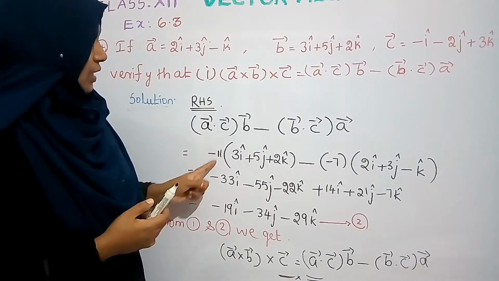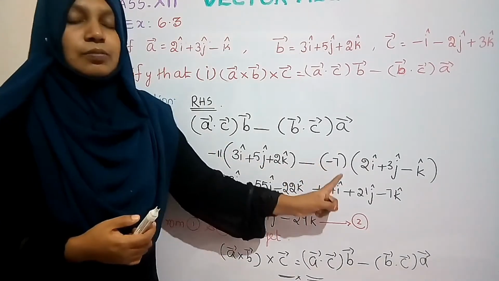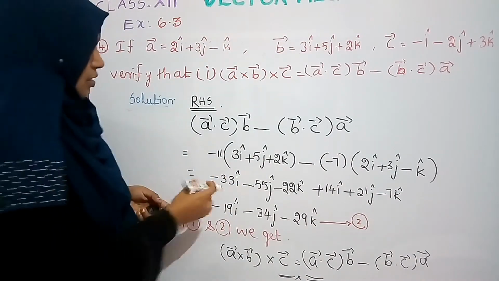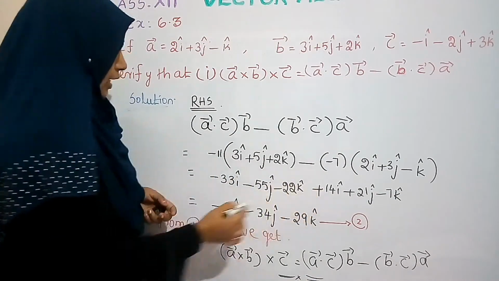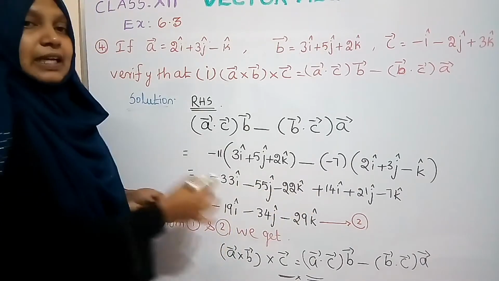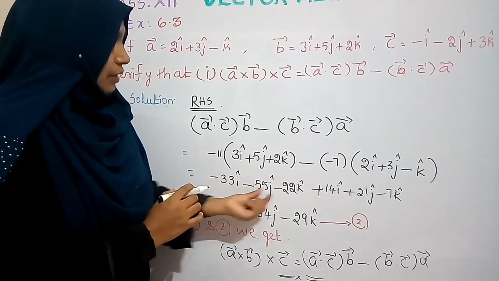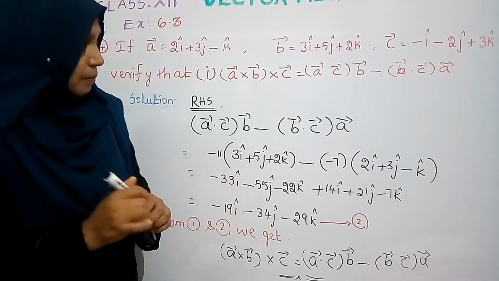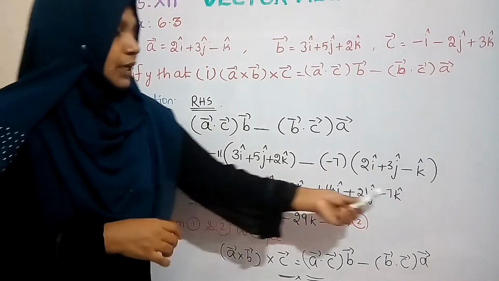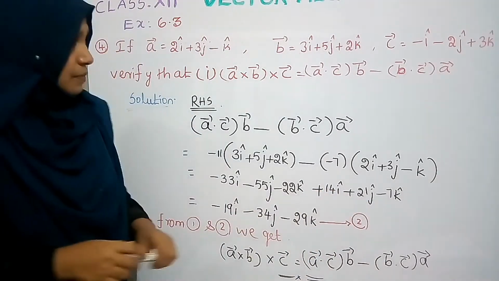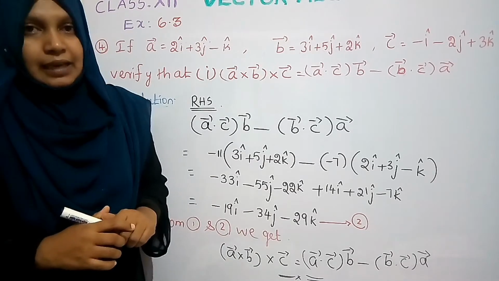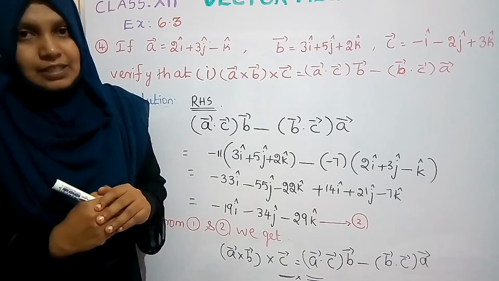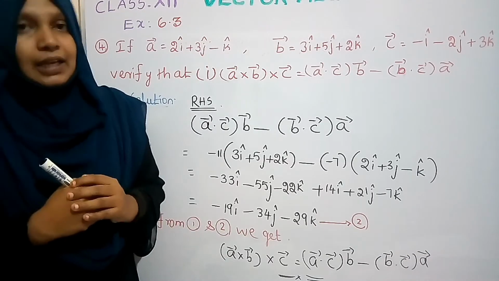After multiplying minus 11 with b vector and minus of minus 7 with a vector, we should add the like terms. That is minus 33 i cap plus 14 i cap becomes minus 19 i cap. Minus 55 j cap plus 21 j cap becomes minus 34 j cap. And also we have minus 22 k cap and minus 7 k cap, which becomes minus 29 k cap. Okay, so now compare your answers of the left side and right side. That is our equation 1 and 2.